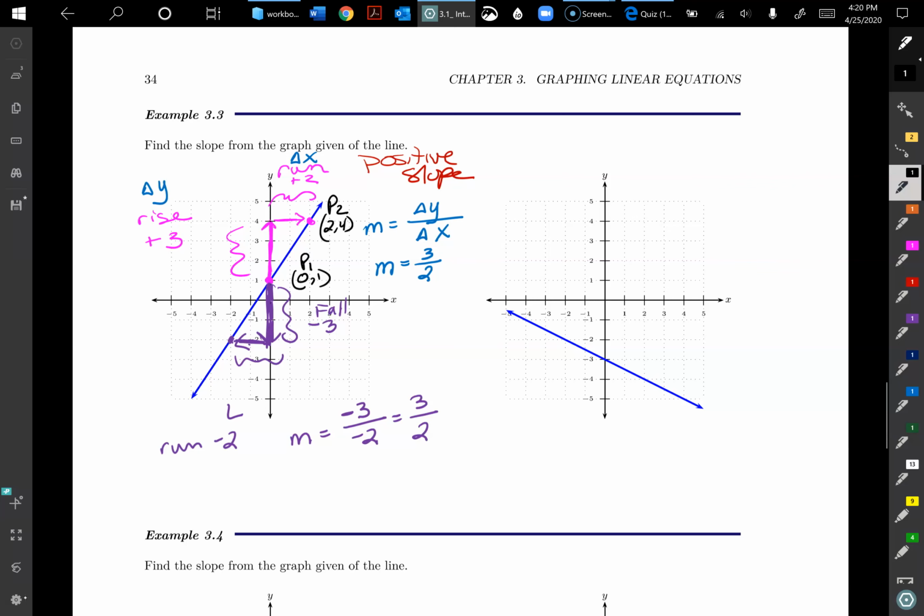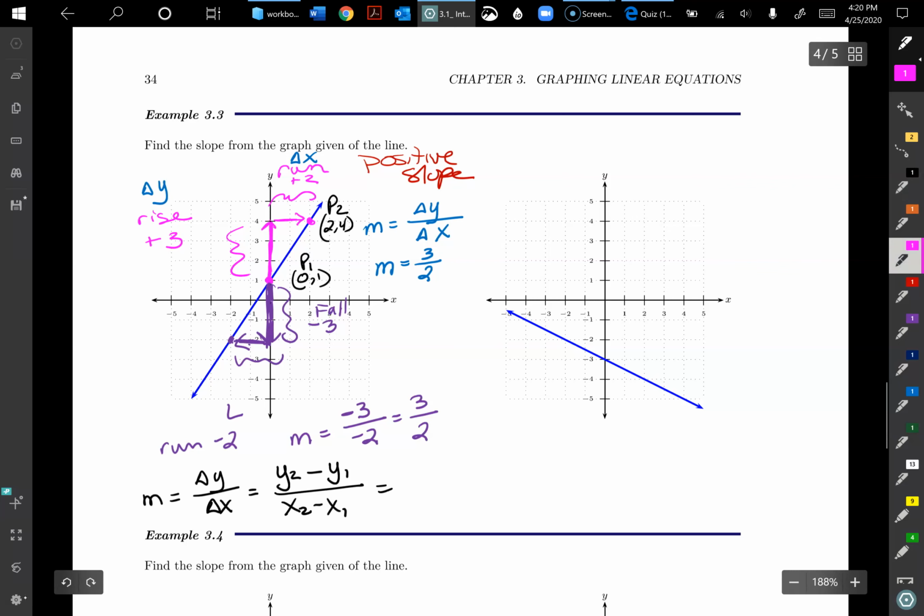Okay, so we can also do it as this formula. If it's the change in y over the change in x, we can take the second y, subtract the first y. Generally, we just label left to right, but you could actually switch those as long as you do the same with the x's. Second x minus the first x. And if I plug in those points, I would get the 4 minus 1, all divided by my x values here, 2 minus 0. And lo and behold, I get 3/2.